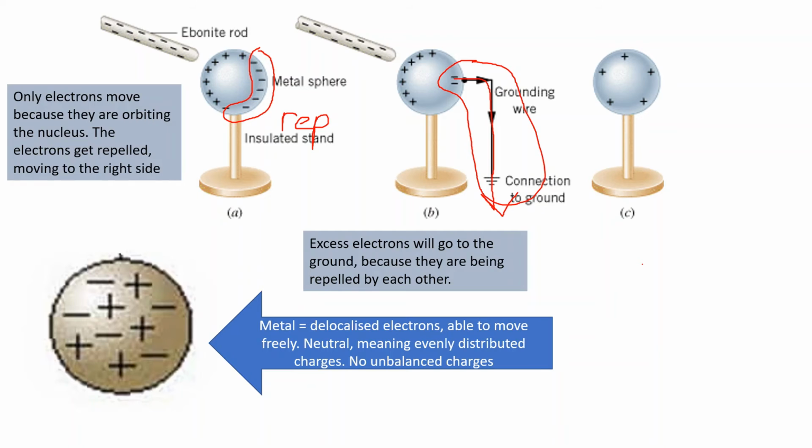So if you look at this diagram here, the metal sphere has delocalized electrons. It is able to move freely. I'm looking at the arrow at the bottom. Neutral, meaning evenly distributed charges, no unbalanced charges. The excess electrons will go towards the ground. Now this is referring to diagram B. Because they're being repelled by other electrons, and because the wire should be made of a metal and it has delocalized electrons, the electrons can go from one place to the other.